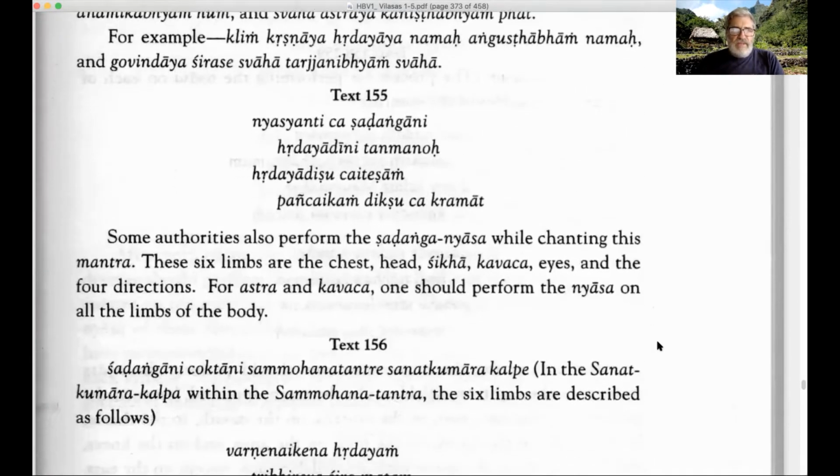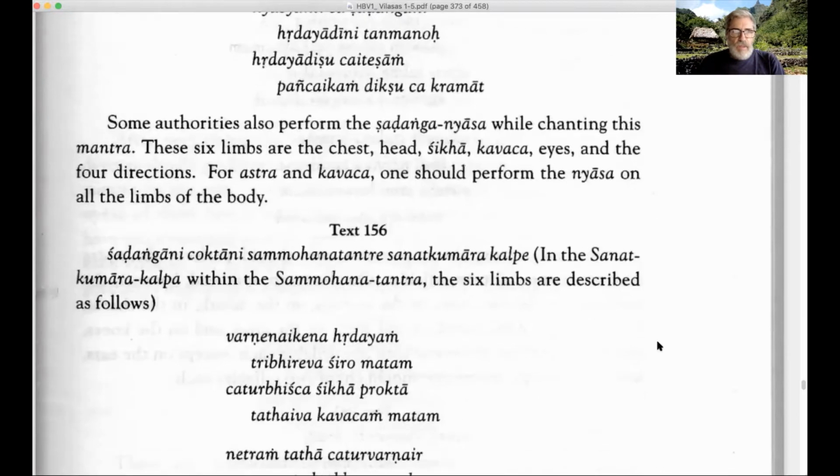So some authorities also perform the Sarangana Nyasa. This is what I said before, that the Sarangana Nyasa, see, Pancha means 5 and Shad means 6. So sometimes this is divided up into 6. When the nyasa is done, when we divide the mantra up into 6, which is more normal, while chanting this mantra, these 6 limbs are the chest, head, so the heart, the head, the shika, the kavacha, the 2 shoulders, the eyes, either 2 or 3, right, depending on the deity, and the 4 directions, the different directions. For astra and kavacha, one should perform the nyasa on all the limbs of the body.